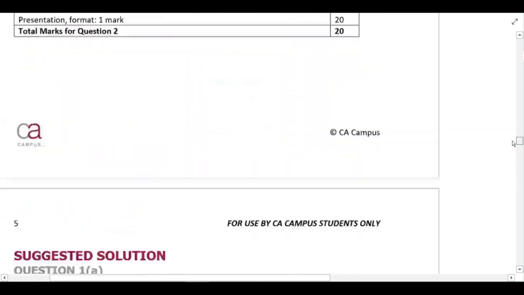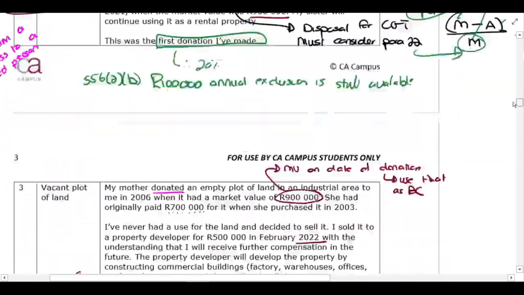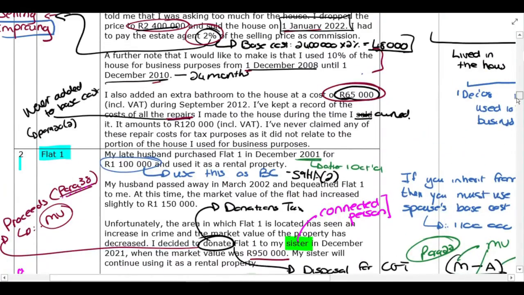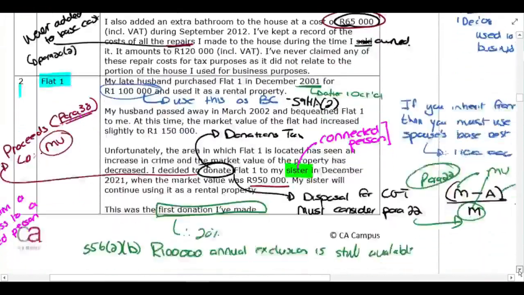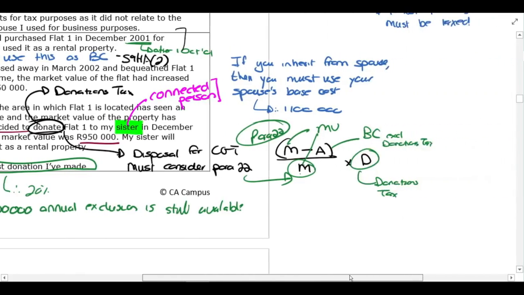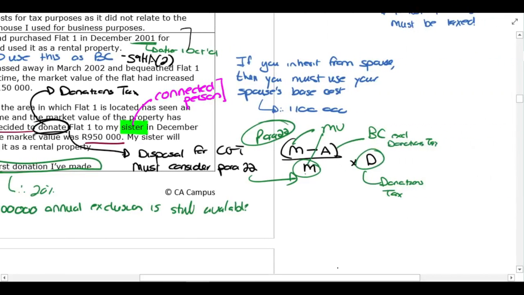And this usually is the case with those type of big questions like that. Okay, then flat number 1. So flat number 1 was the one that we inherited from our husband, and we then donated it to our sister. First donation made. Now remember, this question also specifically to do CGT, but you need to remember that when there's a donation, you must do paragraph 22.